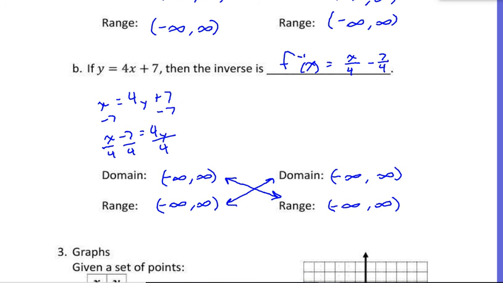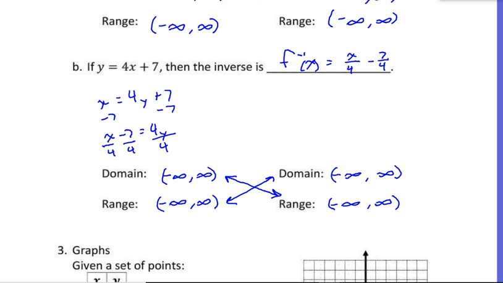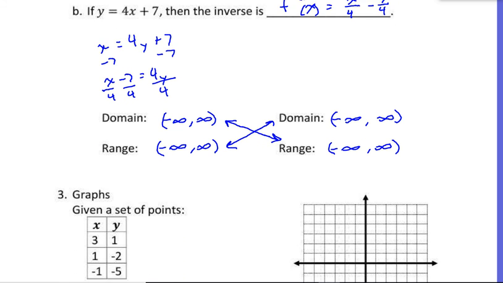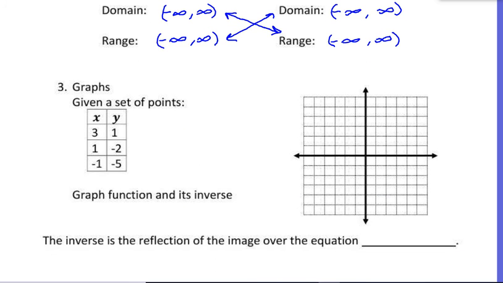So we've looked at inverses when given ordered pairs. We've looked at it when given equations. Here I'm going to give you the set of ordered pairs, but in a table. So you could be even given a table and get this taken care of. So let's go ahead and graph these points, and then we'll look at inverse functions graphically. So 3, 1, 1, negative 2, and negative 1, negative 5.